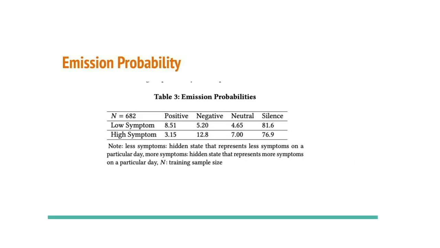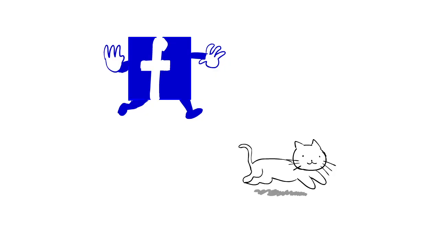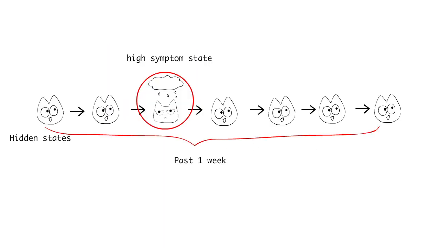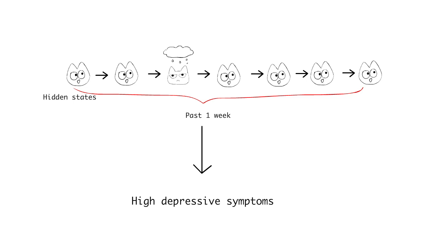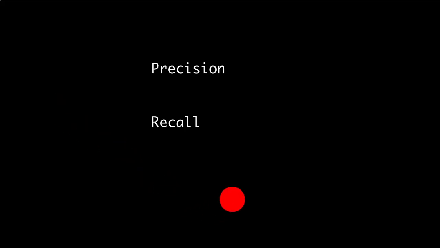We can see the low symptom states are more likely to emit positive emotions. The high symptom states are more likely to emit negative emotions. The most frequent state is silence, of course, because most of the people don't post stuff every day. Now we use the assumption that if users have one high symptom state in the past 1 week, a user has high depressive symptoms. We use precision and recall to measure how good the prediction is.